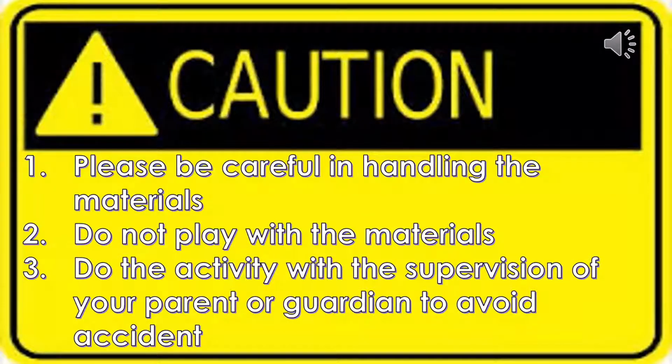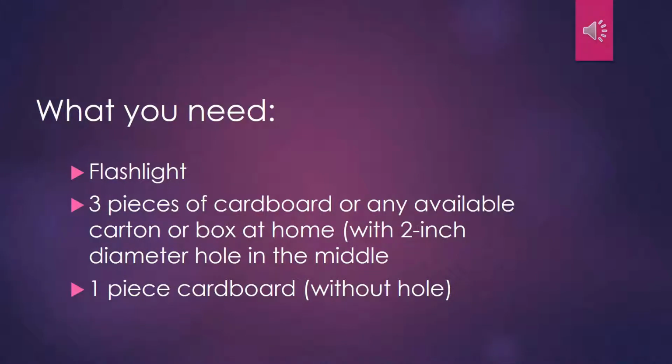For the reminders in our activity, please be careful in handling the materials. Do not play with the materials. Do the activity with the supervision of your parent or guardian to avoid accidents. Things that you need in our experiment: flashlight, 3 pieces of cardboard or any available carton or box at home with a 2-inch diameter hole in the middle, and 1 piece of cardboard without a hole.